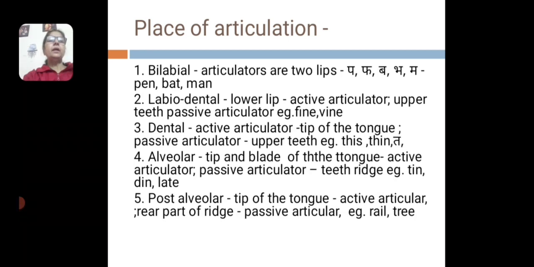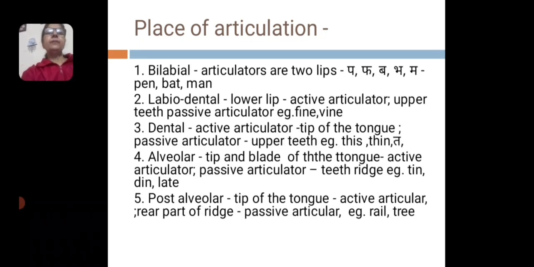Now, bilabial consonants are those consonants in which the articulators are the two lips. Pa, fa, ba, bha, ma in Hindi are bilabial consonants. These sounds are bilabial, and in English, pen, bite, man: the initial sounds pa in pen, ba in bat, and ma in man.